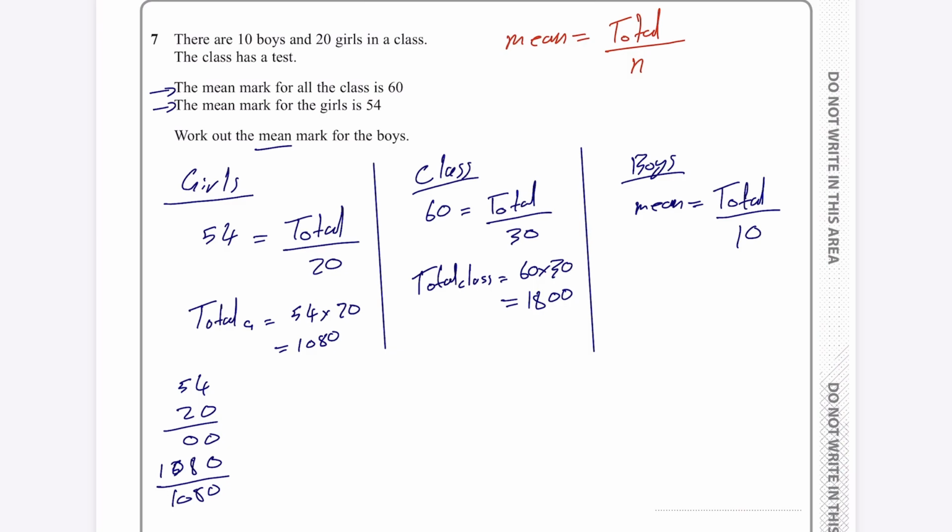Yes, we can, because we know the total for the class was 1800. We know the total for the girls is 1080. So the total for the boys must be 1800 minus 1080, which is 720 for the boys. So we can write mean is equal to 720 divided by 10, which is equal to 72. So the mean mark for the boys is 72.